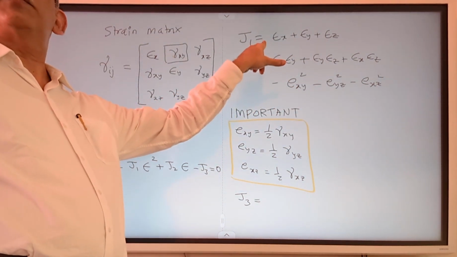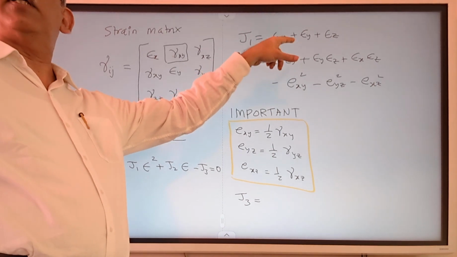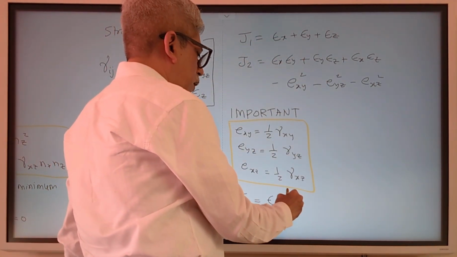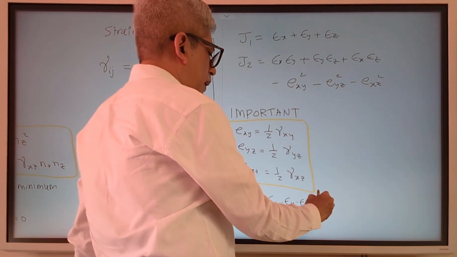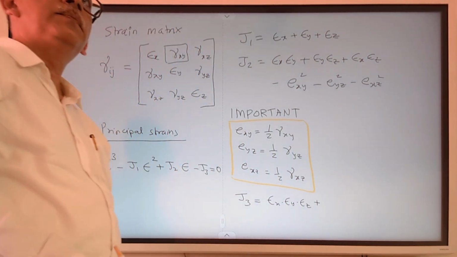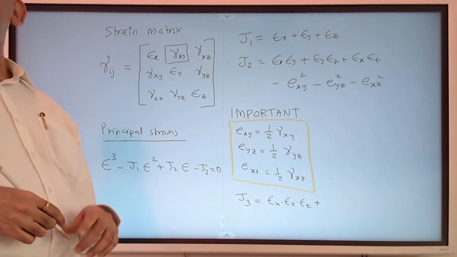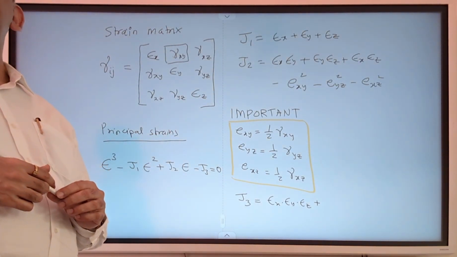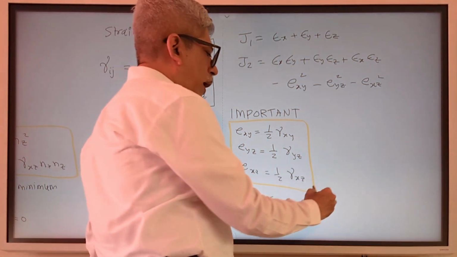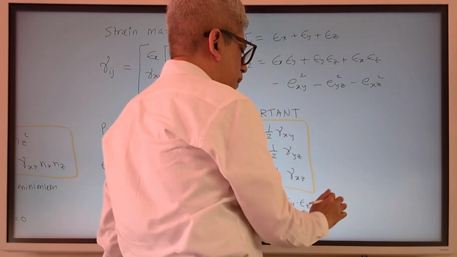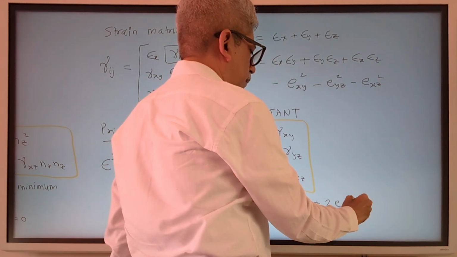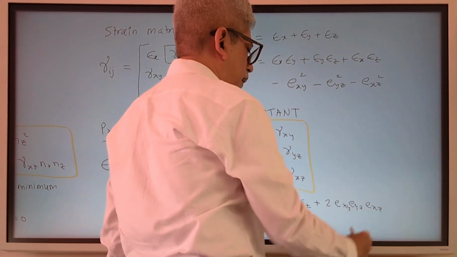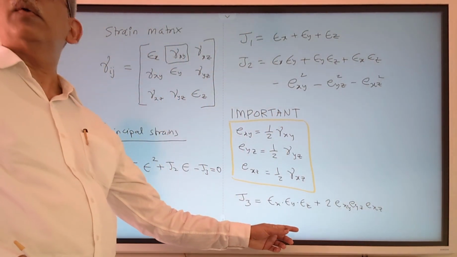Nowhere in these equations will gamma appear, everywhere small e will appear. So J3 will be epsilon x into epsilon y into epsilon z. What is the next term? These are 2 times something. So it will be 2 times the product of all shear terms, exy, eyz, exz. And then we have the remaining terms.